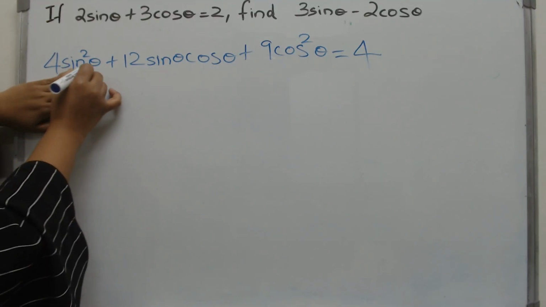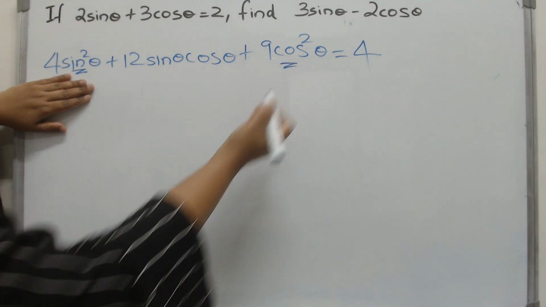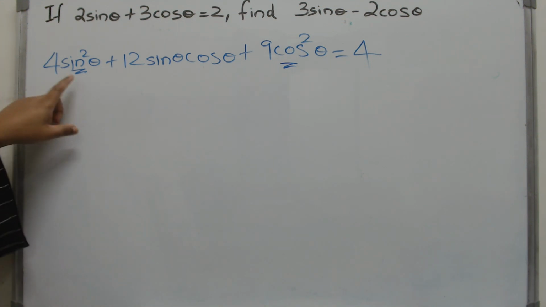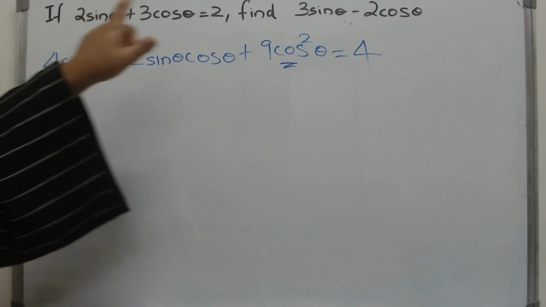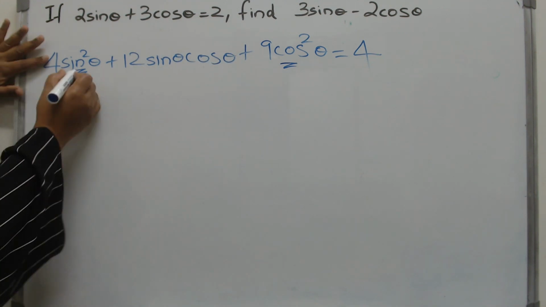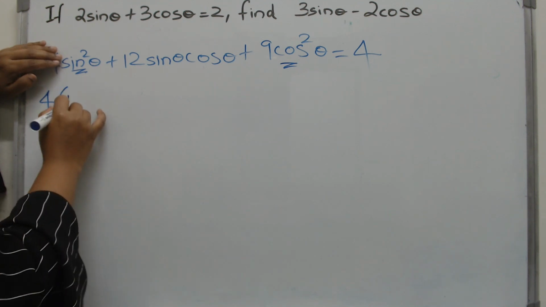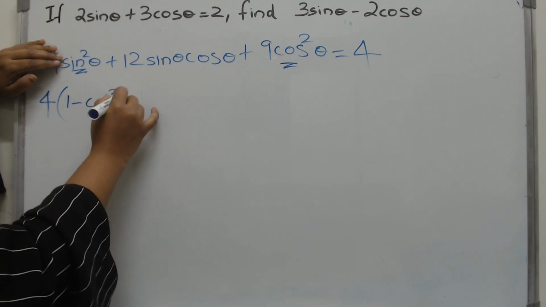Now you see here a sin square theta here, a cos square theta here. Make your life easy and get them all in terms of any one trigonometric ratio, either sin theta or cos theta. So shall I change sin square theta? What is sin square theta? It is 1 minus cos square theta.